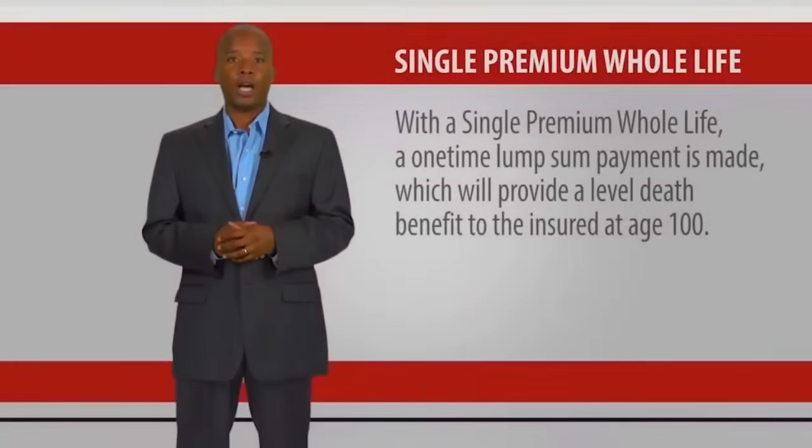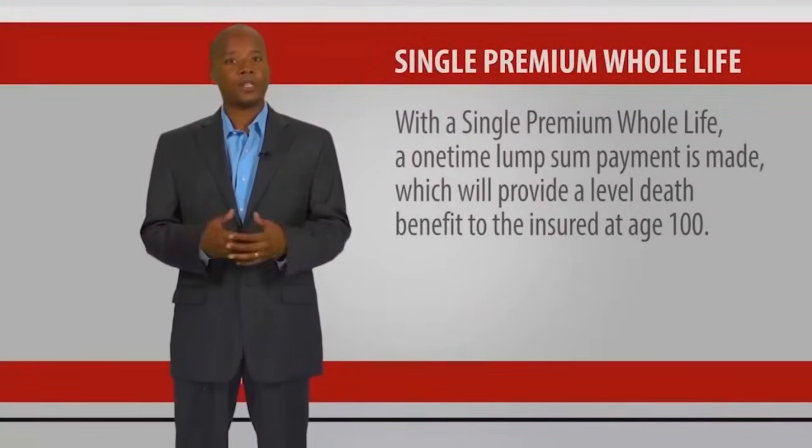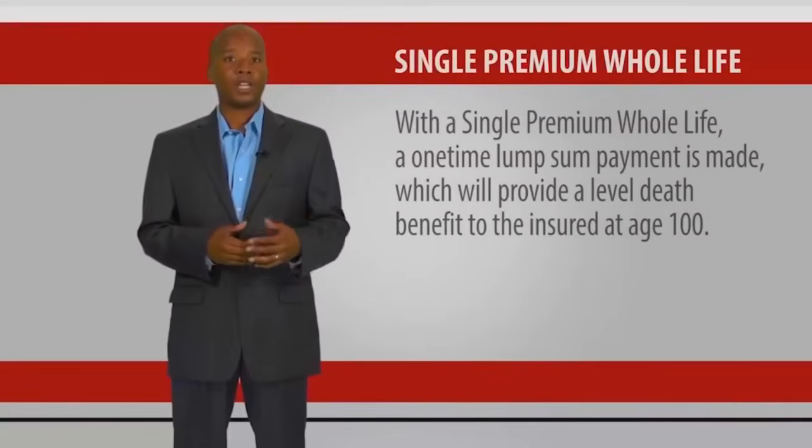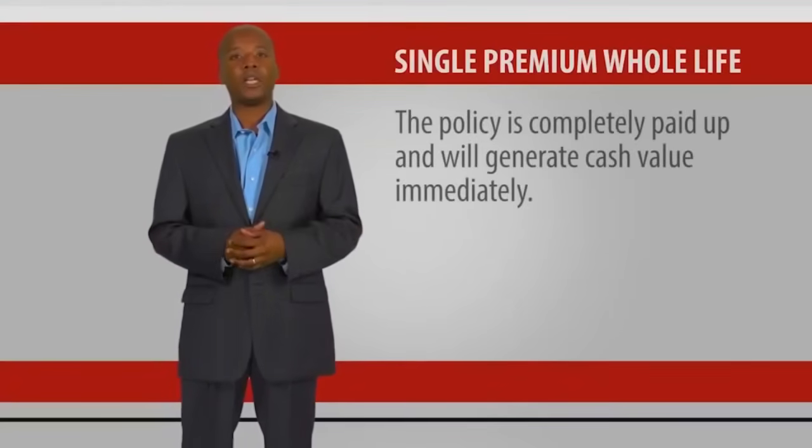Single premium whole life. With a single premium whole life, a one-time lump sum payment is made, which will provide a level death benefit to the insured at age 100. The policy is completely paid up and will generate cash value immediately.